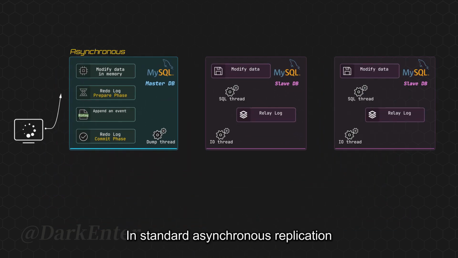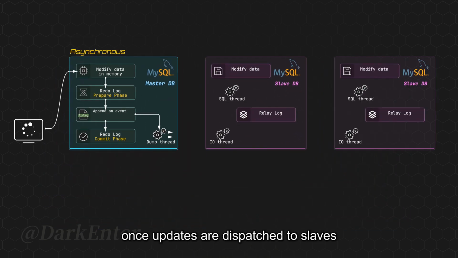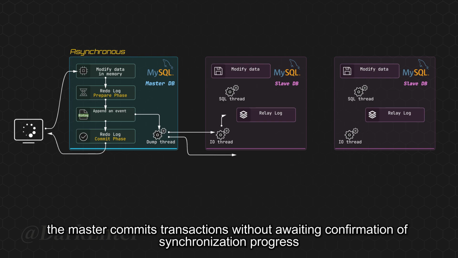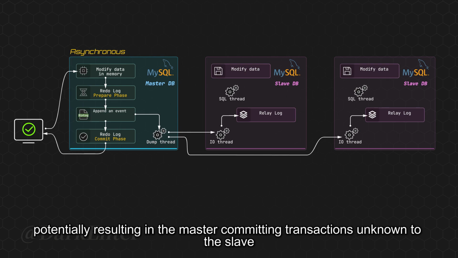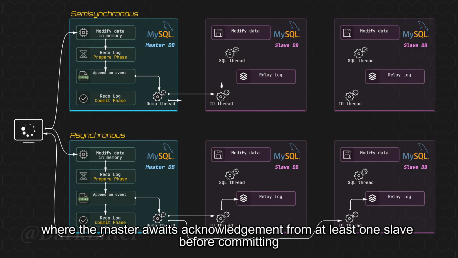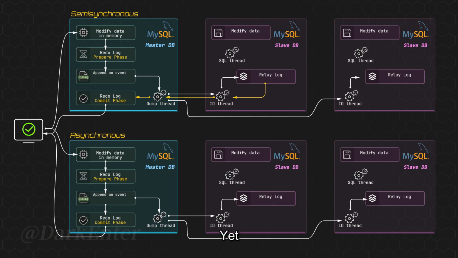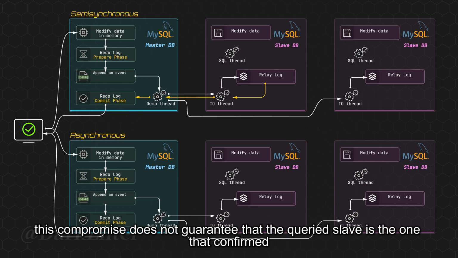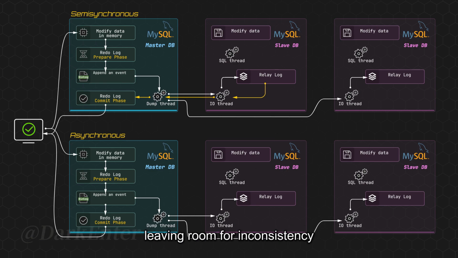In standard asynchronous replication, once updates are dispatched to slaves, the master commits transactions without awaiting confirmation of synchronization progress, potentially resulting in the master committing transactions unknown to the slave. Switching to semi-synchronous replication mitigates this, where the master awaits acknowledgement from at least one slave before committing. Yet, this compromise does not guarantee that the queried slave is the one that confirmed, leaving room for inconsistency.